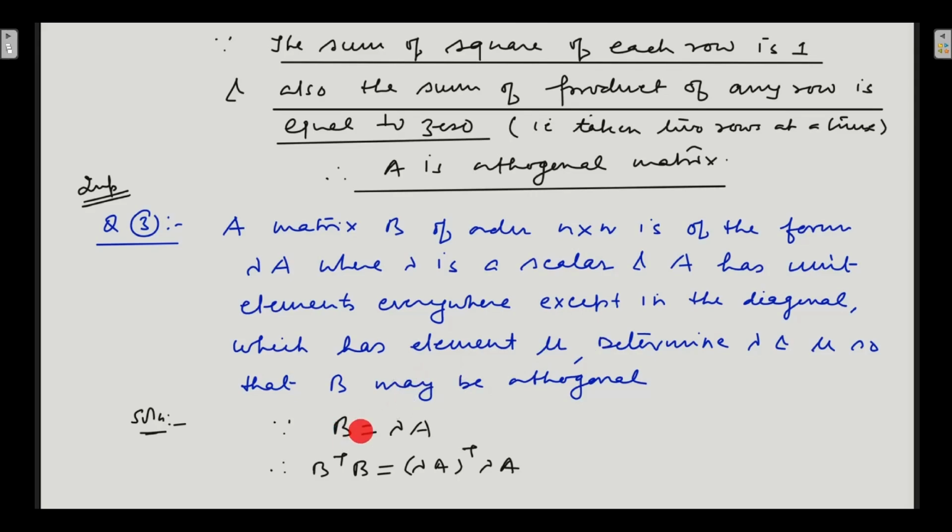Now, B is equal to lambda A as already given to us in the question. So we are starting with this statement. Now B transpose B will be equal to lambda A whole transpose into lambda A. Just substituting lambda A instead of B in both places, lambda A complete transpose multiplied by lambda A is what we got from here.